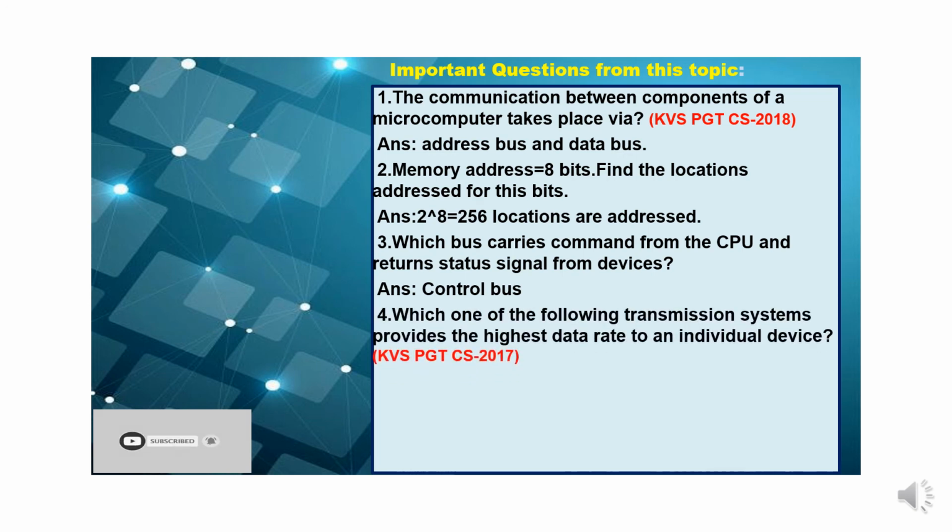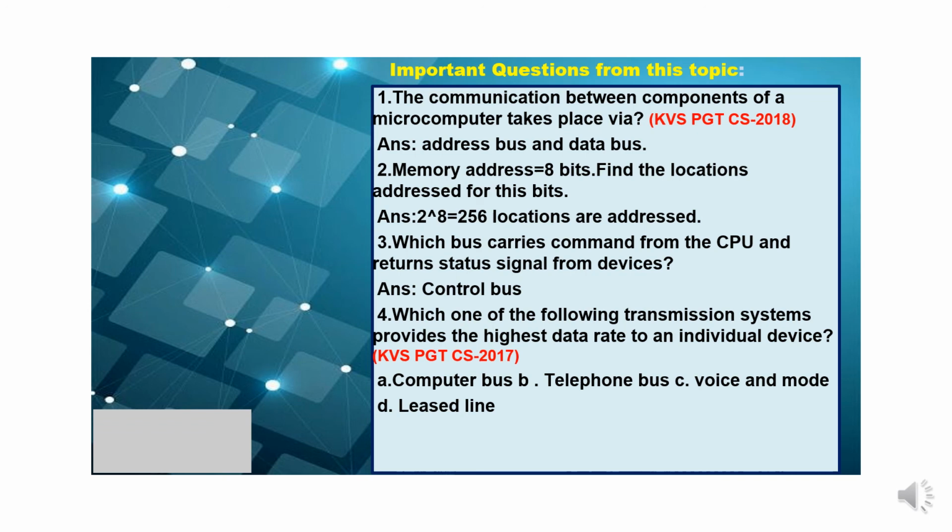The fourth one is the question asked in the KVS PGT-CS 17 question paper. Which one of the following transmission systems provides the highest data rate to an individual device? The options are computer bus, telephone bus, voice and mode, leased line. So the answer will be computer bus. I hope this was useful for example purposes. I have taken only 4 of the questions.